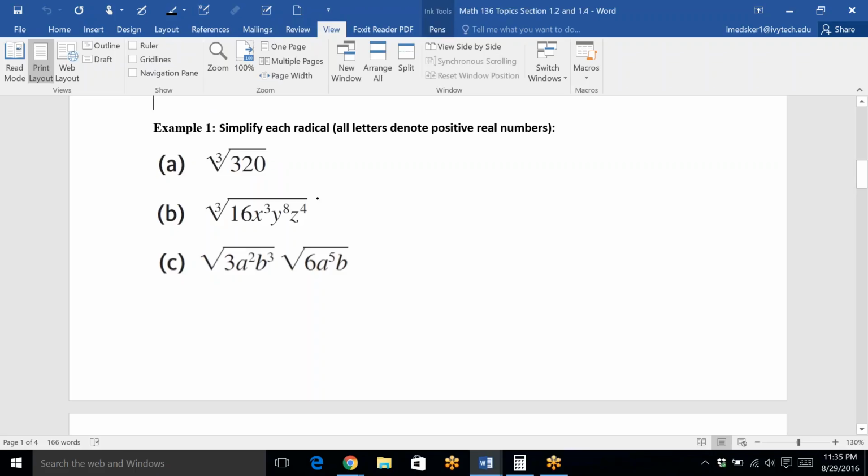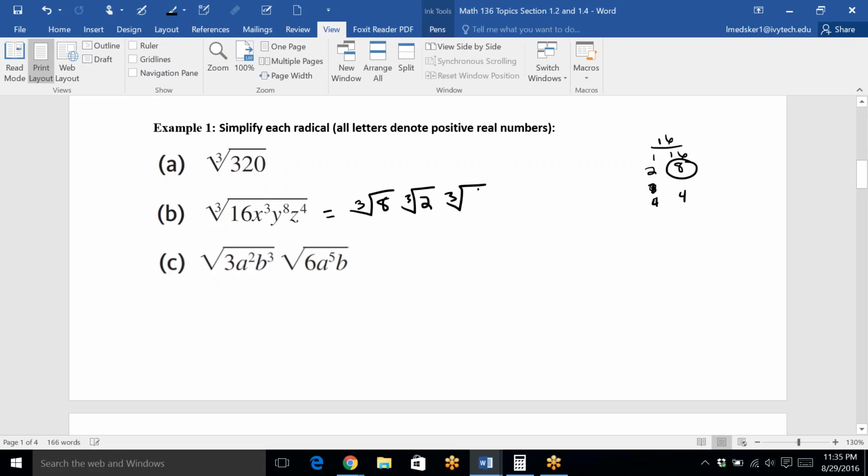So looking at part B, you're looking for perfect cubes that make 16, x cubed, y eighth, and z to the fourth. I like to think of that as what's the perfect cube I know that goes into 16. Well, if you think of your factors of 16, 4 and 4. Of perfect cubes, 8 would be the biggest that goes into that, so we would break this into the cubed root of 8 times the cubed root of 2, because that makes 16.